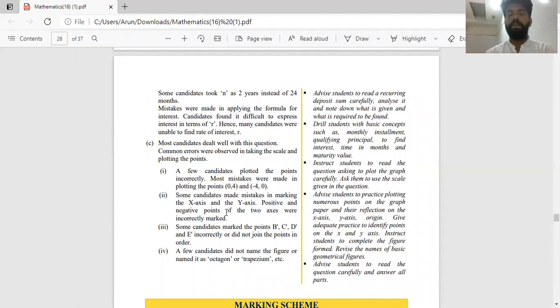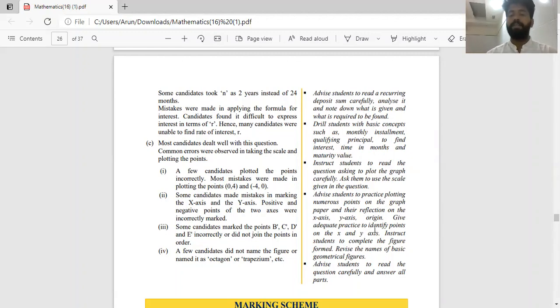And a few candidates did not name the figure or named it as octagon or trapezium. So dhyan dena hai, you need to know how to identify the geometrical name of that figure correctly, count the number of sides, and after counting the number of sides, search for those particular properties that you can associate with particularly one geometrical figure. So you need to practice plotting numerous points on the graph paper and the reflection on the x-axis, y-axis, and origin.